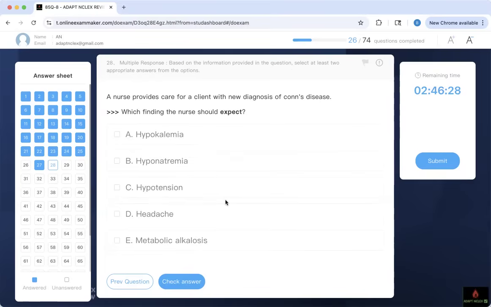Patient has Crohn's disease. Which finding should the nurse expect? Hypokalemia, hyponatremia, hypotension, headache, metabolic alkalosis. What you need to know is what Crohn's disease is. If you know what Crohn's disease is, you can figure out the question easily. So I will repeat it again. Stop the video, select your answer because this is a mock exam. Pick yours and then let me know. Then you can listen to me.